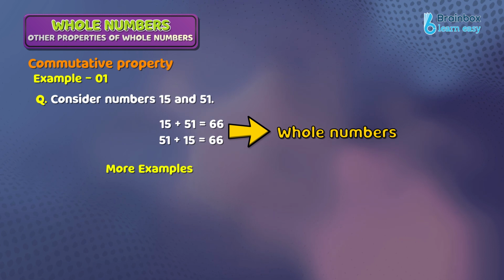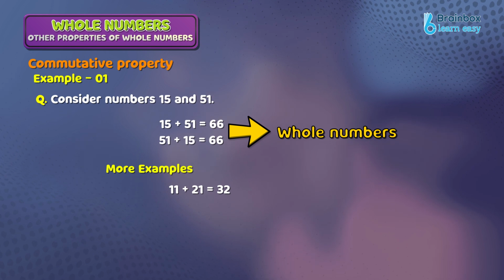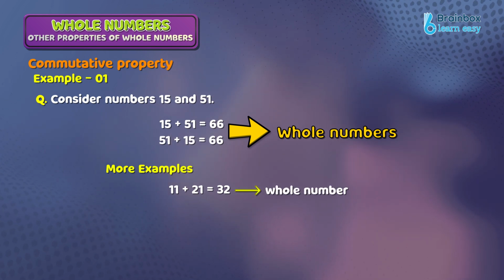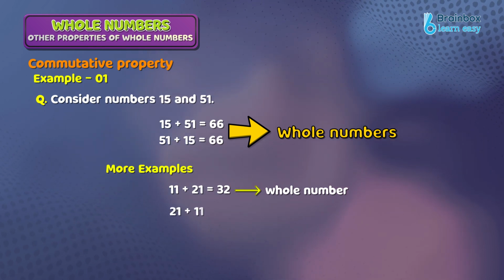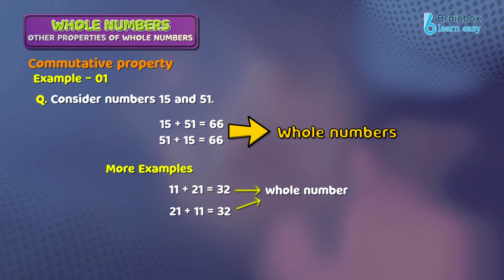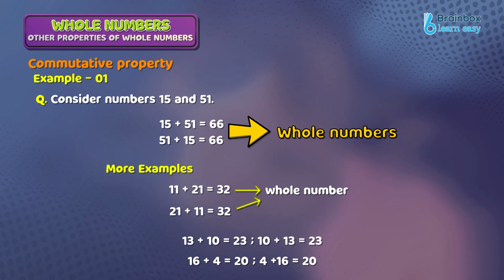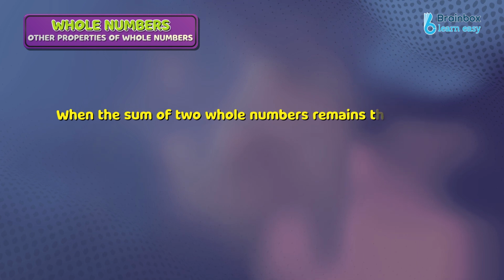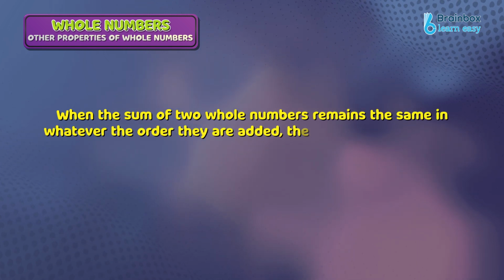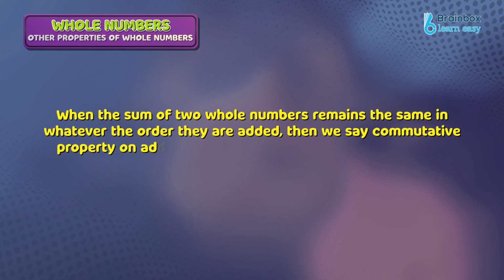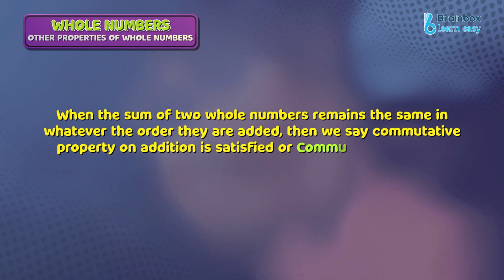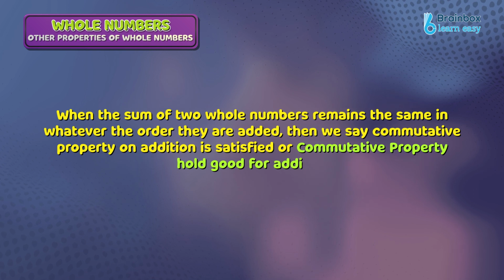Another example. When we add these two numbers, we get 32, which is also a whole number. Let us try changing the order of addition. 21 plus 11 gives us 32 again. From these two examples, we can see that irrespective of the order of addition, we get the same answer. When the sum of two whole numbers remains the same, whatever the order they are added, then we say commutative property on addition is satisfied, or commutative property holds good for addition.